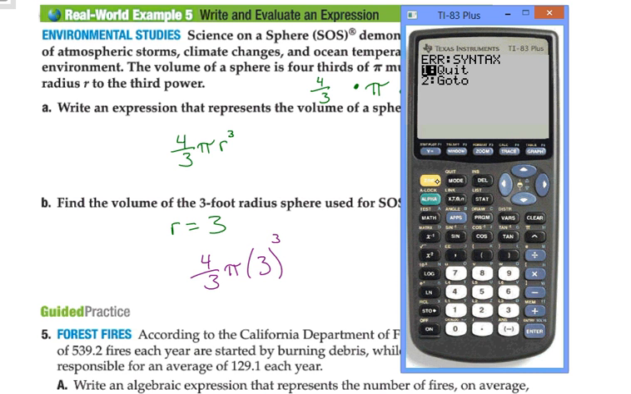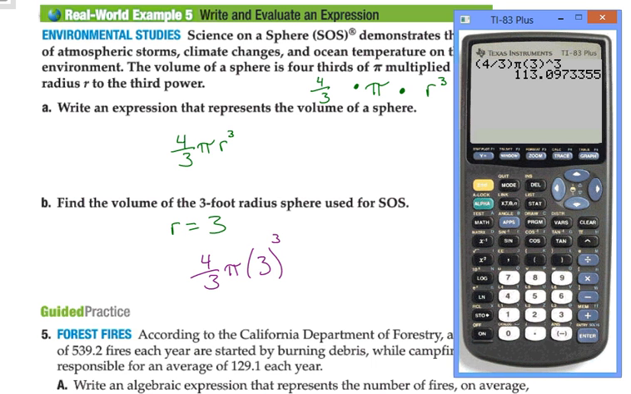And of course my calculator didn't like that. Why not? Oh, because I put the power button inside. There we go. Close parenthesis, then put the power button. Okay, so it looks like it's about 113.1.